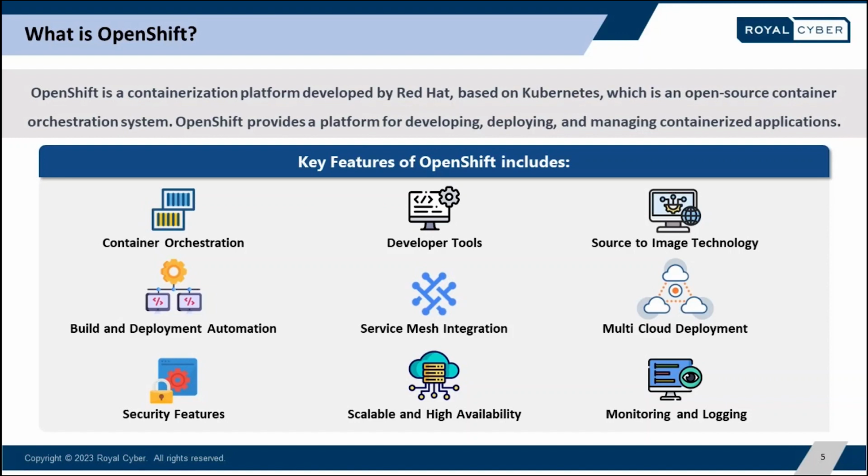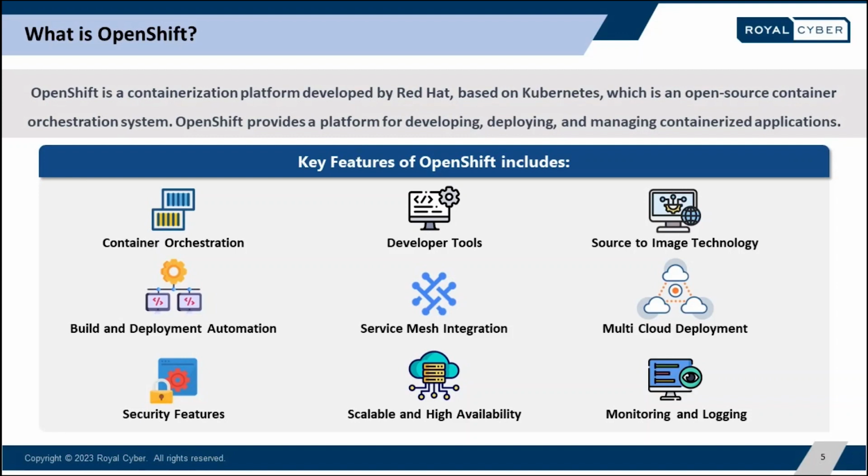So here I will explain what is OpenShift. We will start with OpenShift and then we will also explain what API Connect itself is. OpenShift is a containerized platform developed by Red Hat based on Kubernetes, which, as you all know, is an open source container orchestration system. OpenShift provides a platform for developing, deploying, and managing containerized applications. So these are the few features that OpenShift includes.